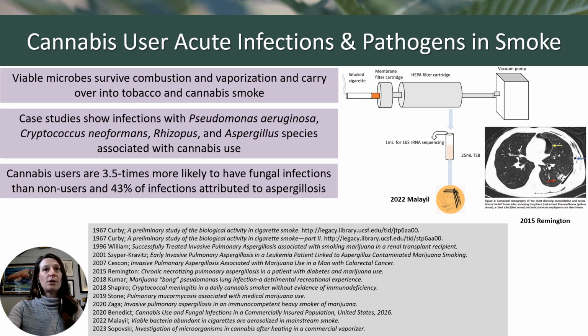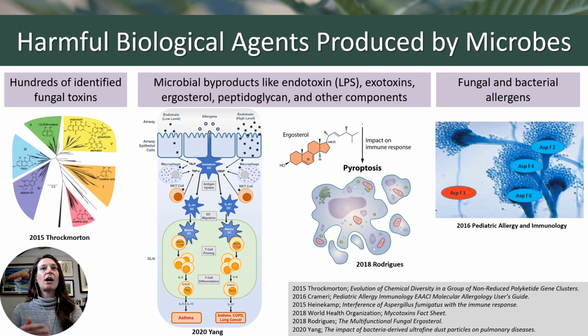So it's been pretty well understood and established that these microbial contaminants in the plant matter can be vaporized or combusted into these aerosols. Those aerosols then can be collected and plated, and those microorganisms are alive. And we see an increased risk of some of these fungal infections with cannabis users. On top of those acute infections and finding those pathogens in smoke, we can also identify some of these biological agents that microbes produce. So microbes don't have to be alive to be harmful. They produce all sorts of metabolites like these mycotoxins here.